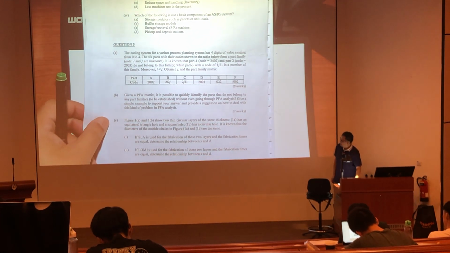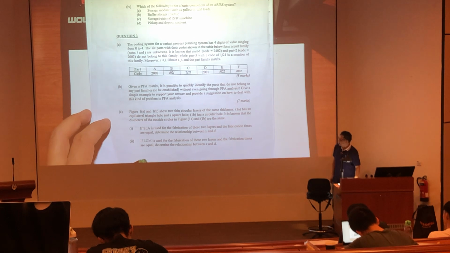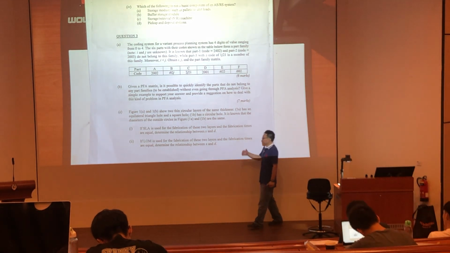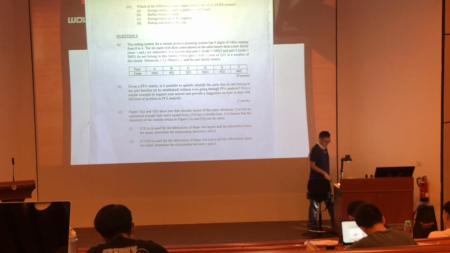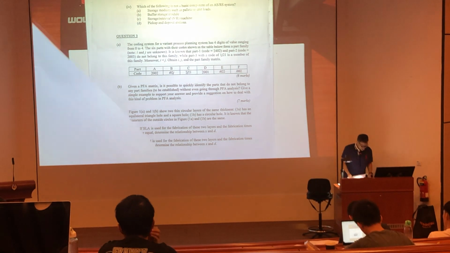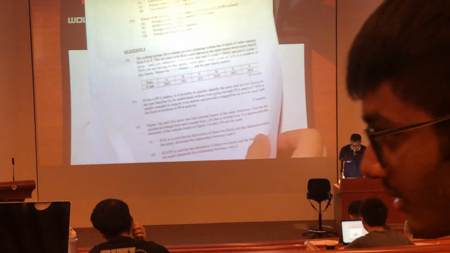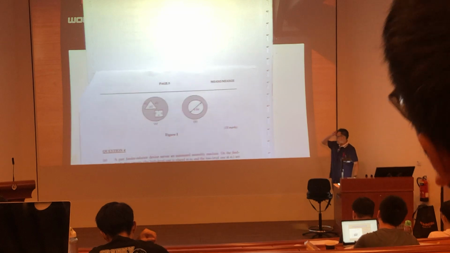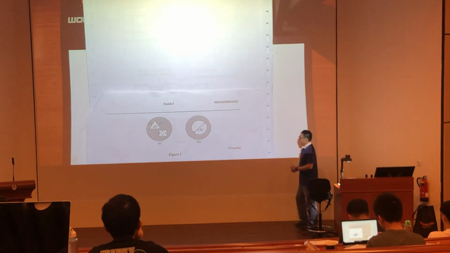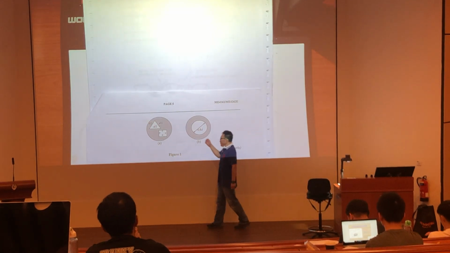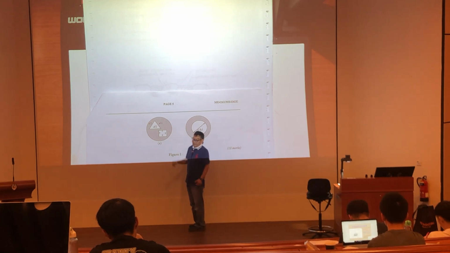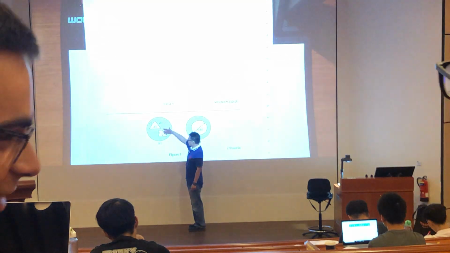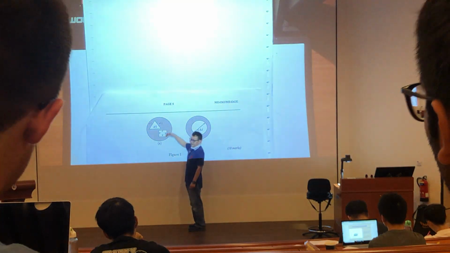Question B is if LOM is used for the fabrication of these two layers and the fabrication times are also equal, determine the relationship between X and D. And this one is, calculation-wise, even easier. For LOM, the fabrication time is basically proportional to the traveling distance of the laser, which is the summation of all the boundaries, the length of the boundaries external and internal.